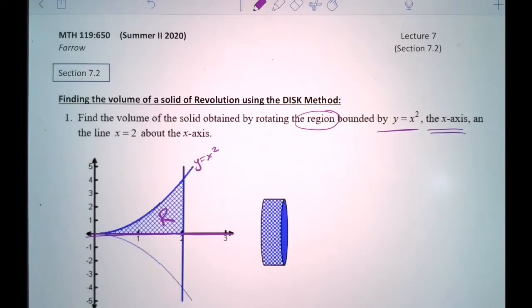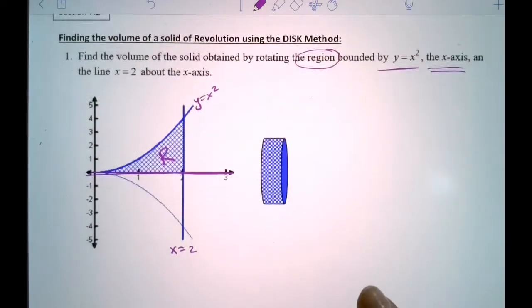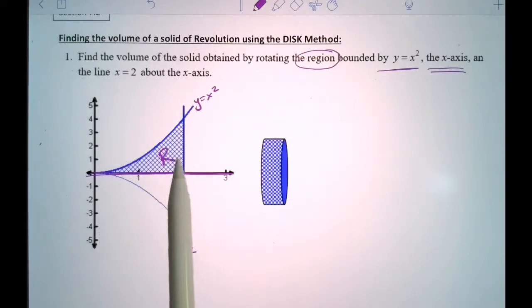So remember, vertical lines have x equals equations, and horizontal lines have y equals equations. So that's why I have this region R shaded already for you.